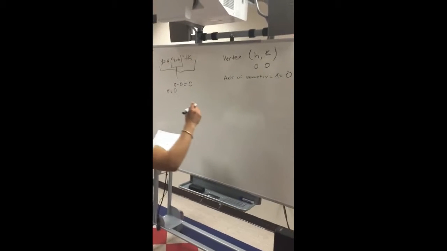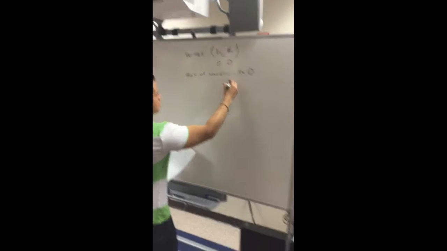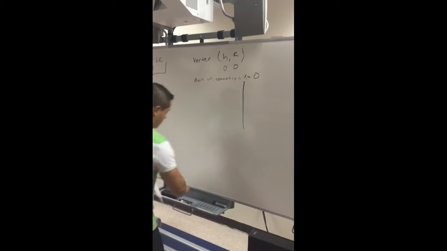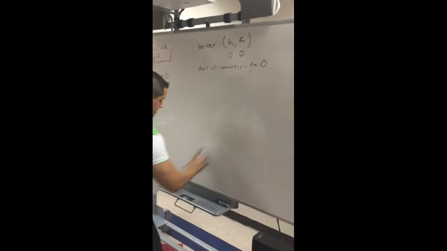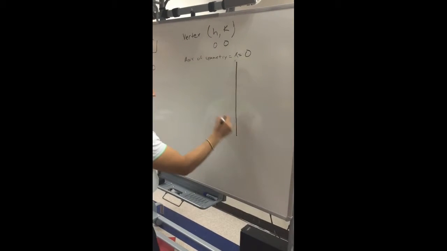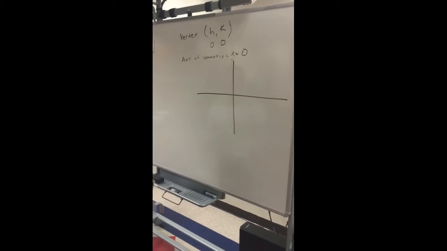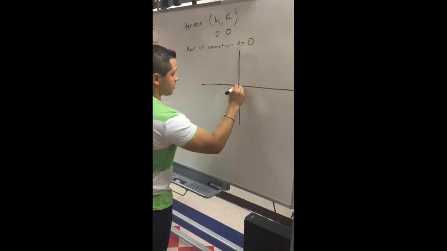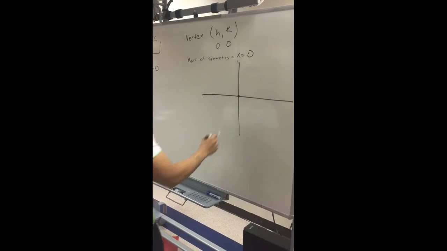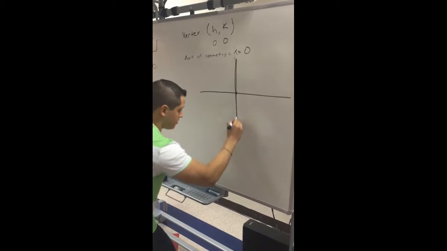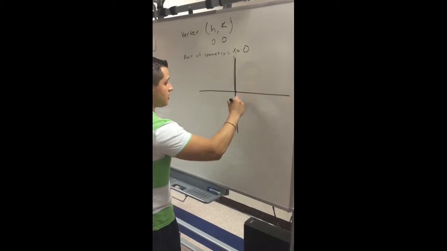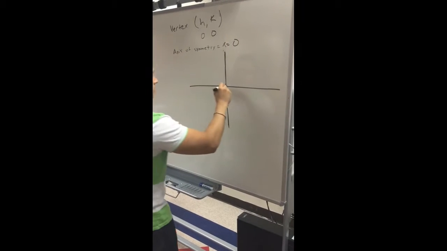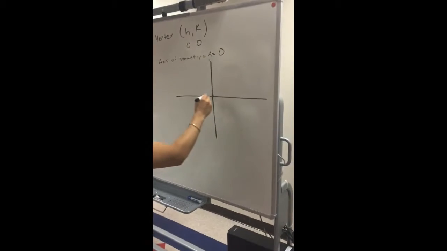So let's start sketching this graph so that we can start drawing it a little bit more precisely. This is going to be our y-axis, and this is going to be our x-axis. From here, we already mentioned that the vertex is going to be (0, 0), and that the axis of symmetry is going to be x equals 0, and this is x equals 0. So we're not going to move our parabola at all from the vertex, from the origin.